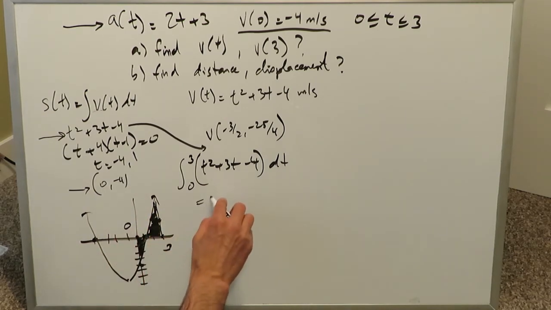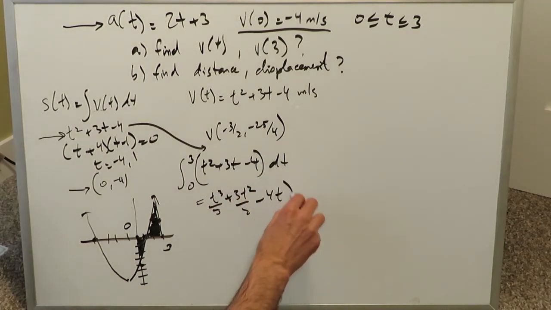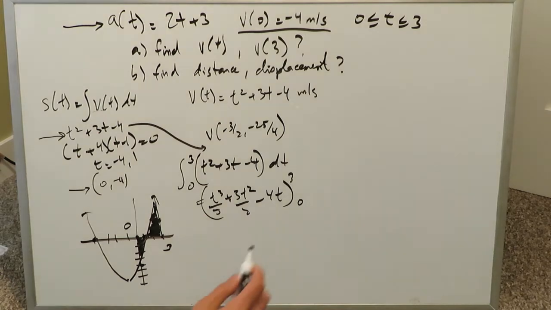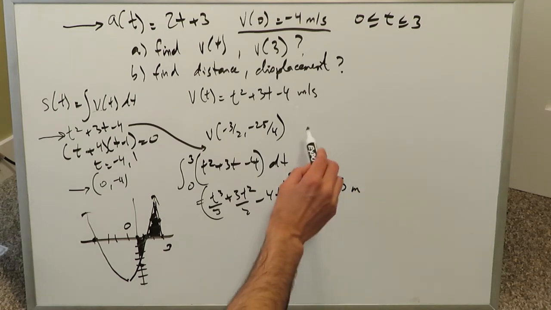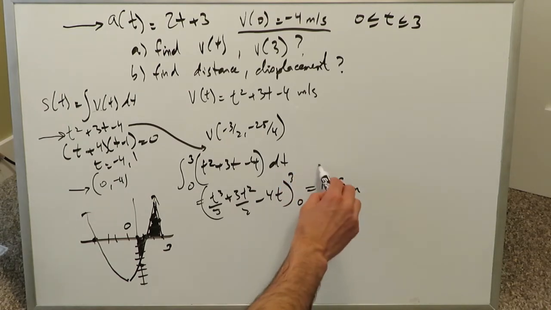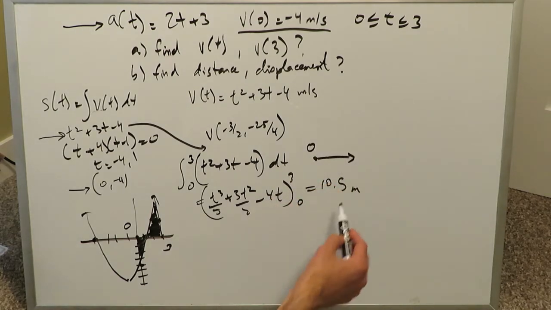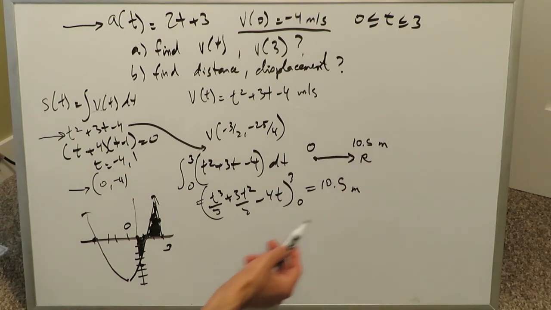When you do this, you get t cubed over 3 plus 3t squared over 2, minus 4t. From upper limit 3 to 0, you plug in the 3's and you plug in the 0's, and take the difference. 0 is meaningless, so just plug in the 3, and here I end up getting 10.5. This 10.5 meters represents the answer for displacement. What this means is, from a position of 0, our object had a final resting place which was 10.5 meters to the right.